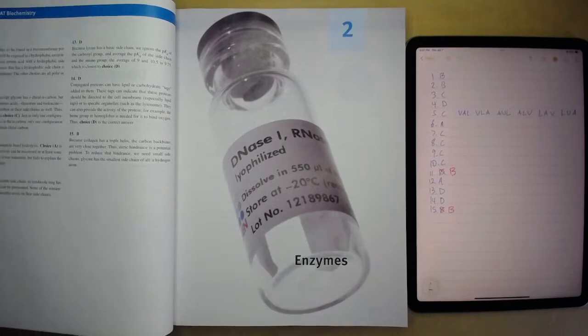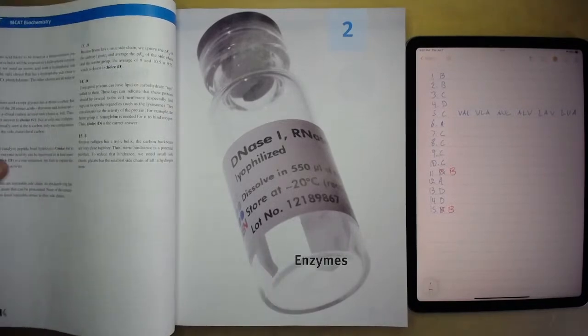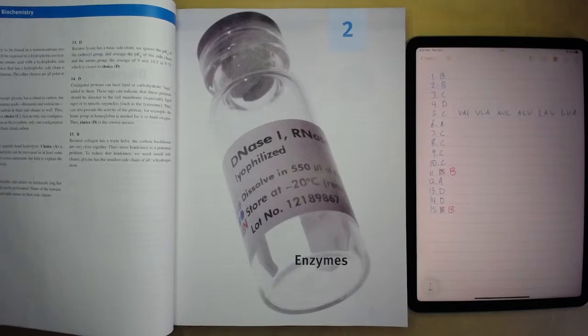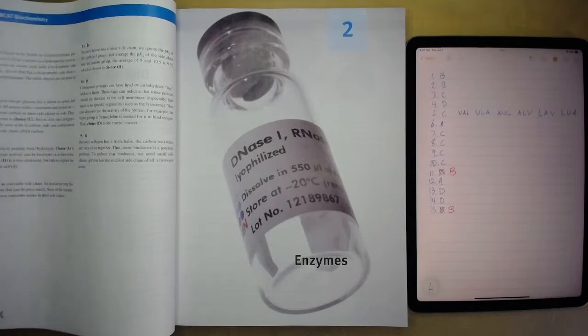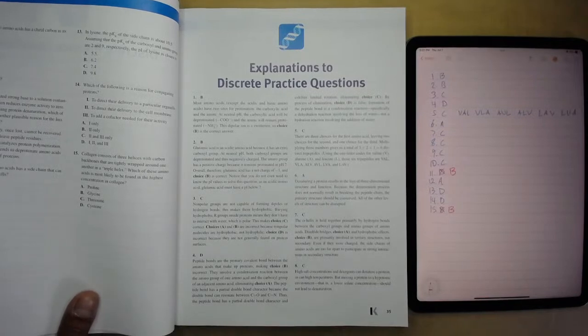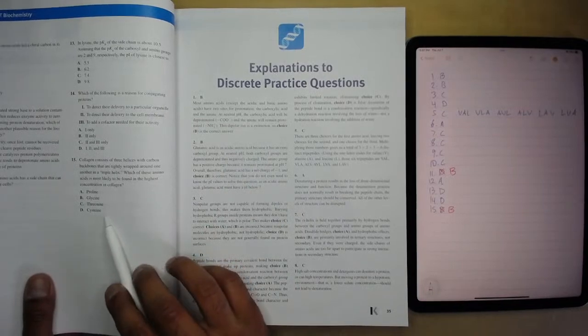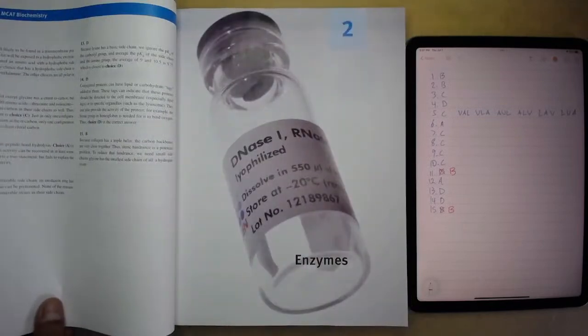Because collagen has a triple helix, the carbon backbones are very close together. Thus, steric hindrance is a potential problem. To reduce this hindrance, we need small side chains. Glycine has the smallest side chain of all, a hydrogen atom. So, not to do with the disulfide bond part, but just that a double helix is already pretty tight. A triple helix is too tight for large side chains, so we're just looking for the smallest side chain to fill it up. And there you go. Glycine, being the smallest of amino acids, is our natural choice.